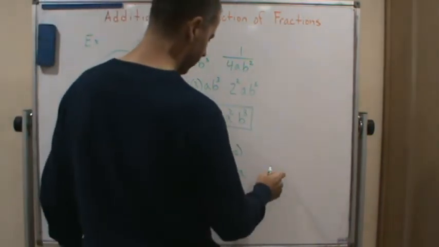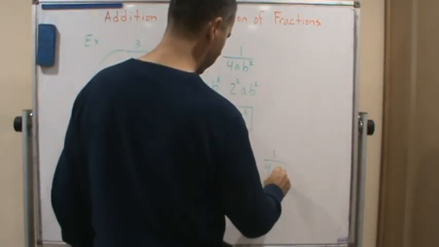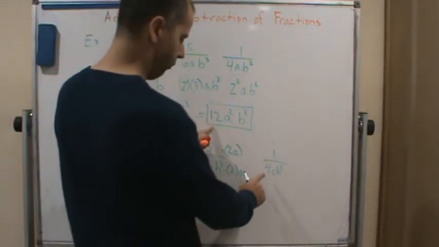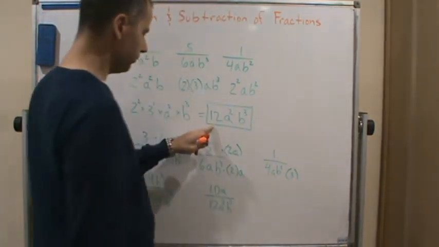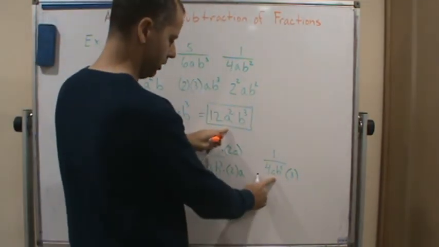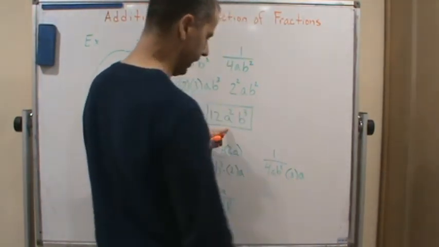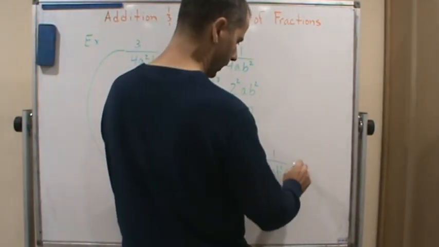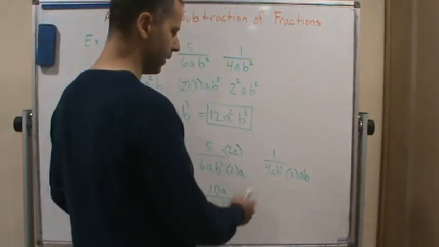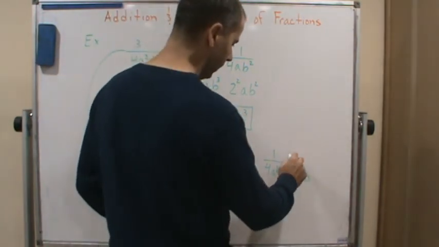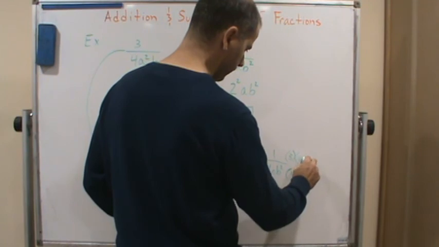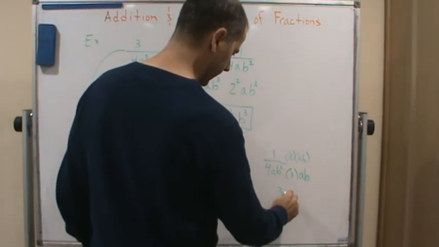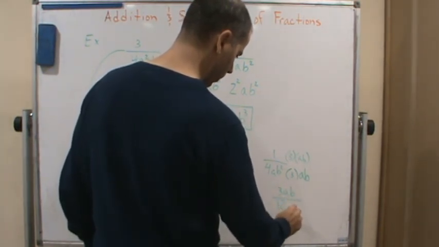Now, what about this one? So now I've got 1 over 4AB squared. I need a 12, but I've got a 4, so I need to multiply by 3. I've got A, but I need A squared, so I need to multiply by another A. And then I've got B squared, but I need B cubed, so I need another B. And now I'm multiplying the bottom by this, so I have to multiply the top by the same thing. So my equivalent fraction for this one is going to be 3AB over 12A squared B cubed.